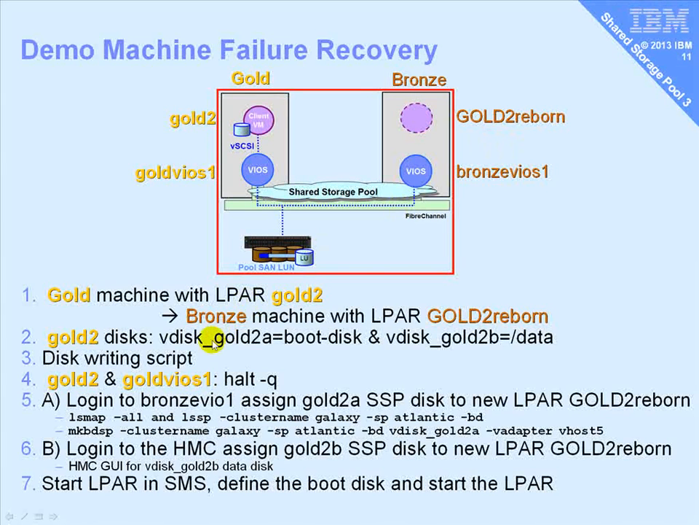Gold 2 actually has 2 disks, Gold 2A, which is the boot disk, and Gold 2B, which has a different volume group and the file system / data. We'll actually write a little program, or a script, that outputs data into the disk so we can see how much of it survives. Then we'll actually stop the Gold 2 and Gold VO Server 1.